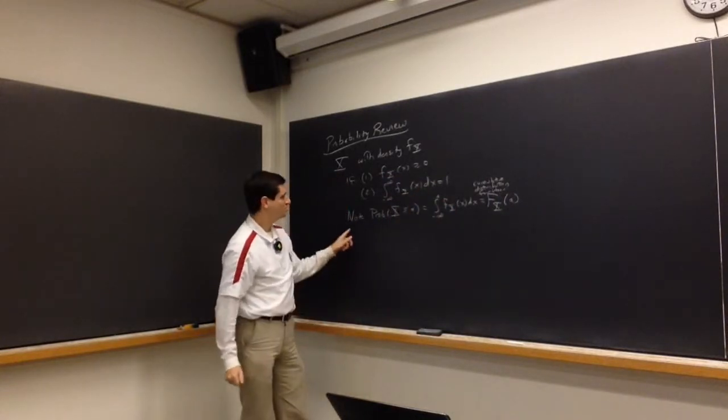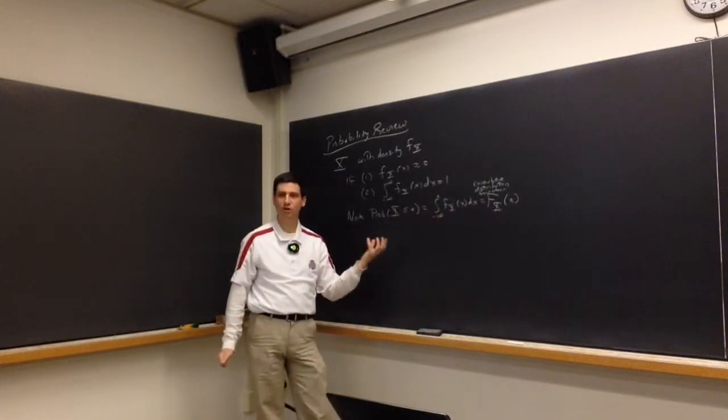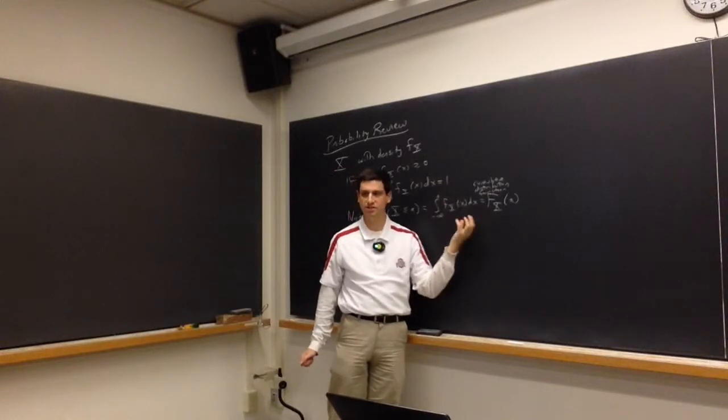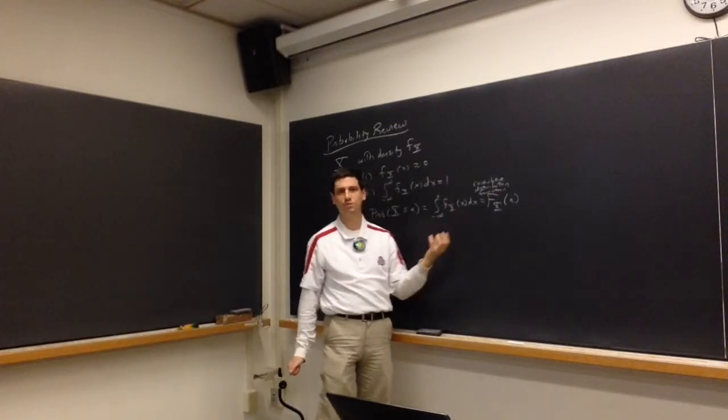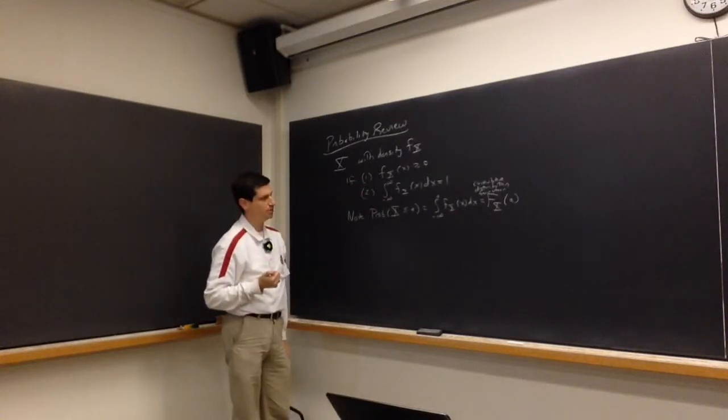Sorry. No problem. So this is the cumulative distribution function. This is why we care so much about Calc 1. Calc 1, Calc 2, they give us integrals. Integrals give us areas under curves. Areas under curves correspond to probabilities.